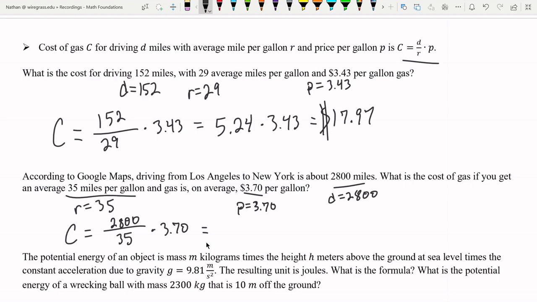I still need to do 2,800 first. 2,800 divided by 35. I get 80 for that. And multiplying by 3.7, I get $296. That's the cost for doing that trip.